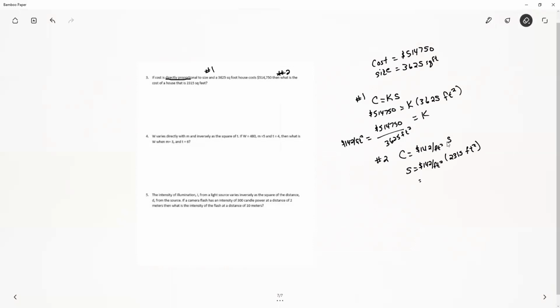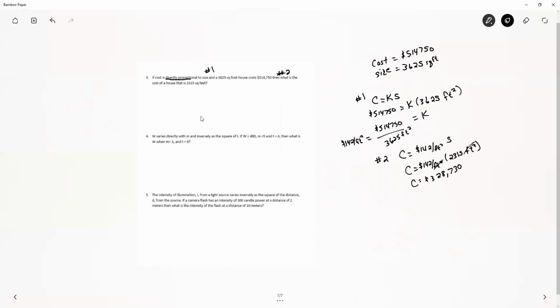Oh, sorry, that is the size, but we're dealing with the cost. So when I multiply this out, I end up with $328,730 because feet squared and feet squared cancels, and I'm left with $328,730. And that should make sense. Bigger house, higher the cost. Smaller house, the less price.